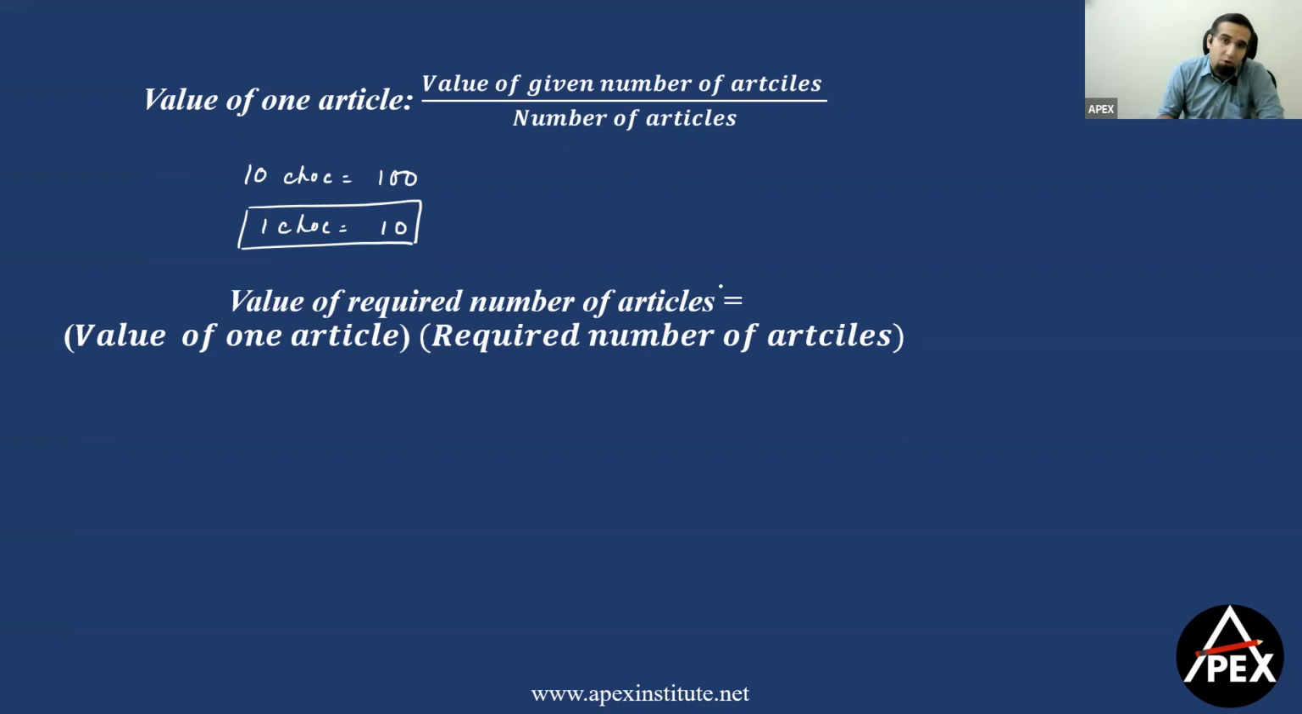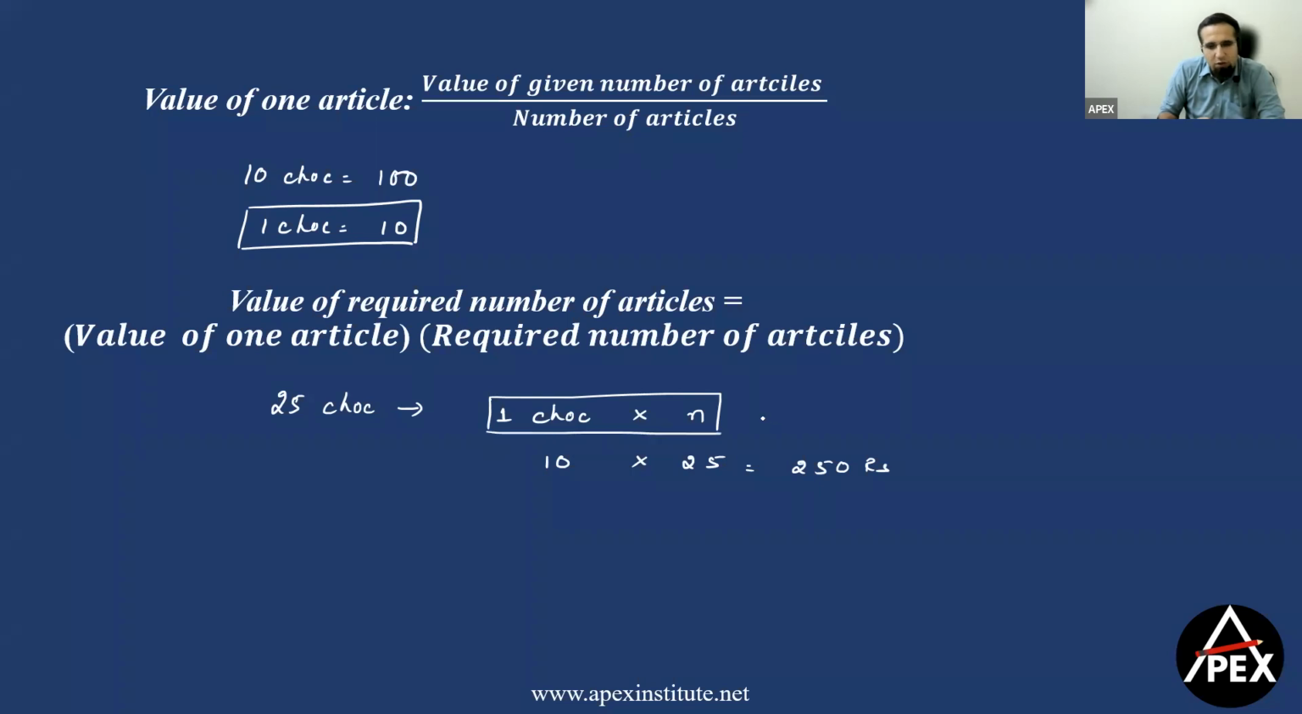Similarly, value of required number of articles. Suppose I ask you the cost of 25 chocolates. Right. Now you would obviously ask me, tell me how much does one chocolate cost? So if I tell you that the cost of one chocolate is 10 rupees, then you would tell me that the cost of 25 chocolates is nothing but 10 into 25, that is 250 rupees. So that's cost of one article into some required number of articles should be equal to the total cost of those many articles. Right. So two very real life application based questions, but I wanted to be very quick.